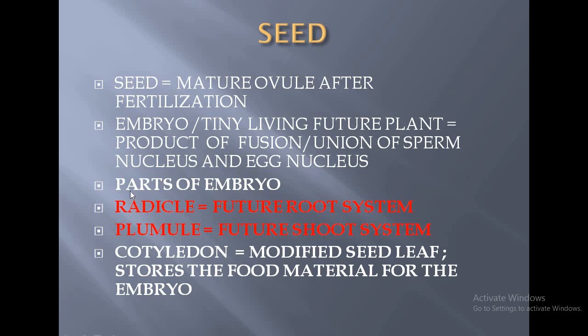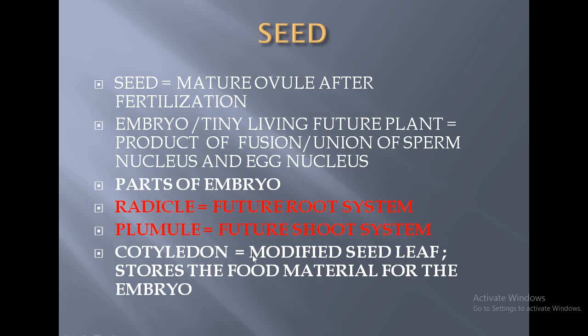There are two basic parts of an embryo, that is radicle and plumule. The radicle develops into the future root system and the plumule develops into the future shoot system. So this embryo inside the seed is enclosed inside the cotyledon.